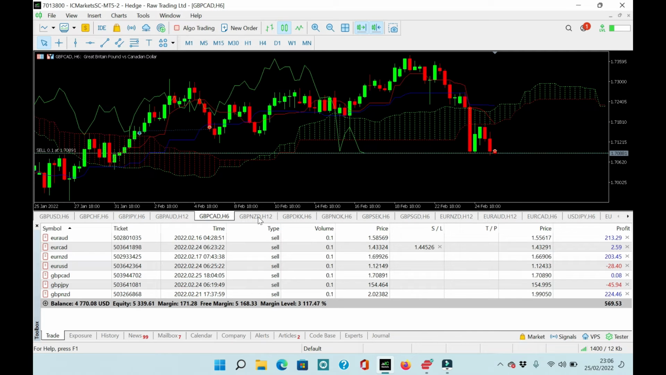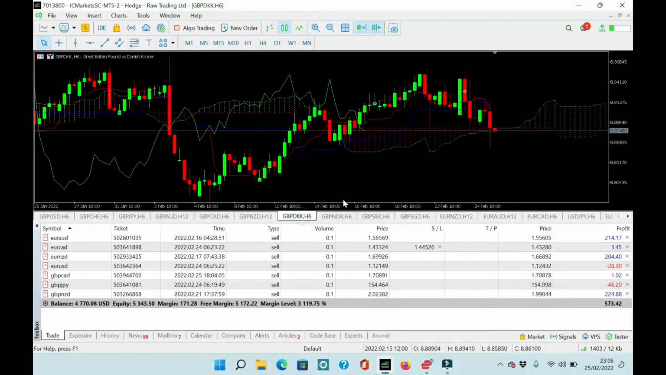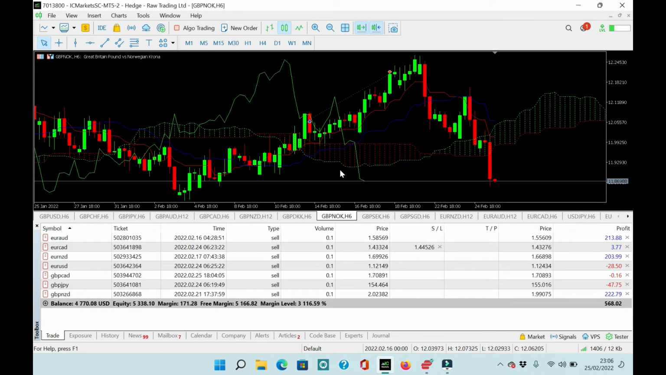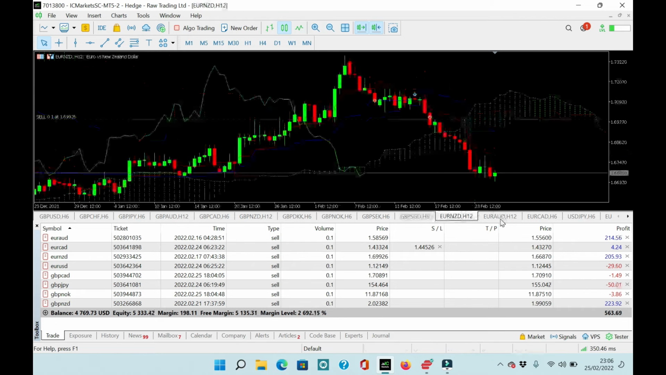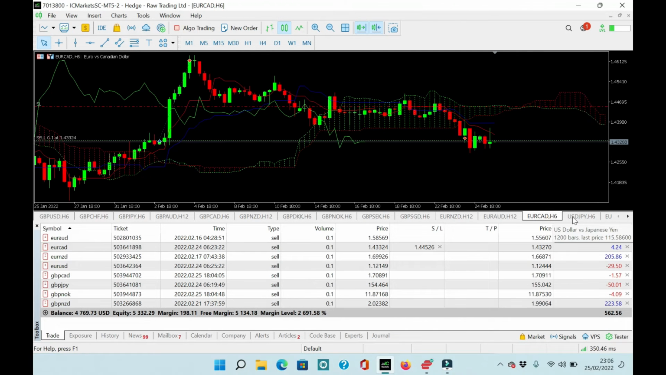Next, this one. This also is good. This is a clear chart. Chikou span is outside the Kumo, pointing down. Tenkan-sen and Kijun-sen are also pointing down. And this is a strong bearish look. This is the 6 hour time frame, and this is the new candle. I will open the trade, 0.1 lot. Good.